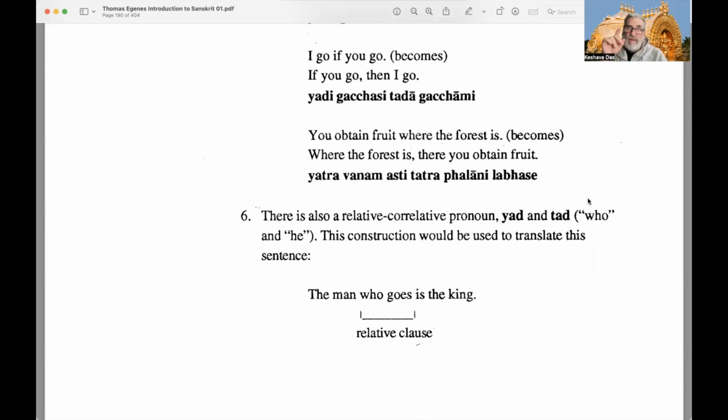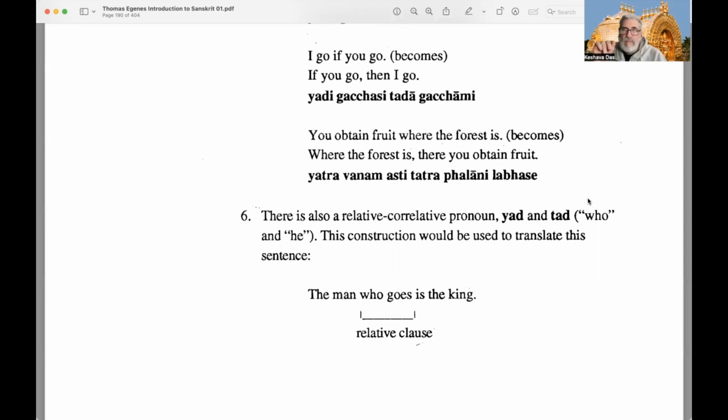Now, you obtain fruit where the forest is, literally becomes, where the forest is, then you obtain fruit. Okay, so yatra vanam asti tatra phalani labase. So remember labase.